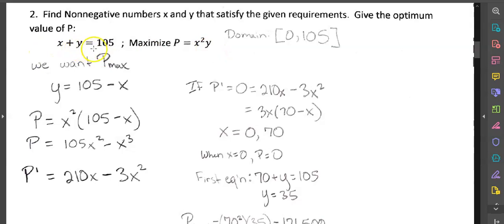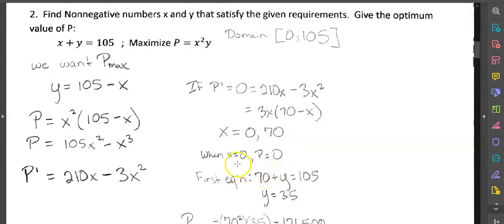So we go over here, y will equal 105 minus x, and then we substitute that into p. We simplify p, we find the derivative, and then we look for our critical numbers when the derivative is equal to 0. So we get two solutions. We get 0 and 70, but if we plug 0 into the function, that's just going to give us 0 for our product. So 0 won't work. And then when we plug in 70, that will give us our max.